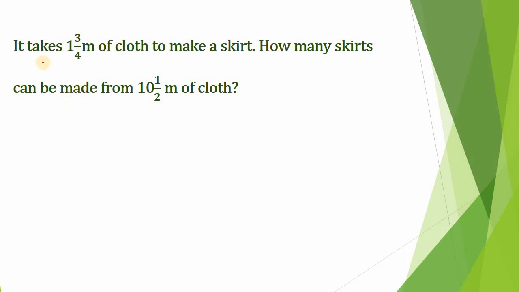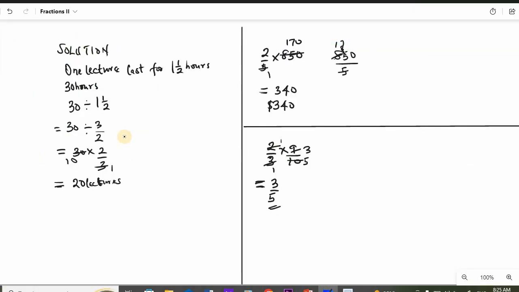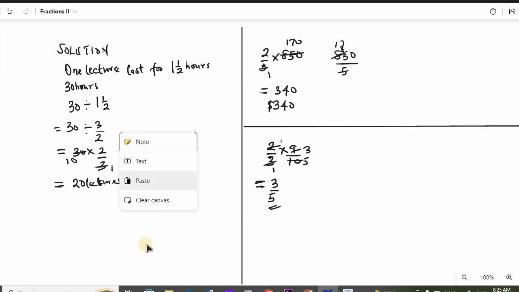So this question says, it takes one whole number 3/4 meter of cloth to make a skirt. How many skirts can be made from 10 whole number 1/2 meters of cloth? Okay, so all we just need to do here is to divide this by this. Okay, that's 10 whole number 1/2 divided by 1 whole number 3/4. Alright, so let's also use a whiteboard to get the solution.